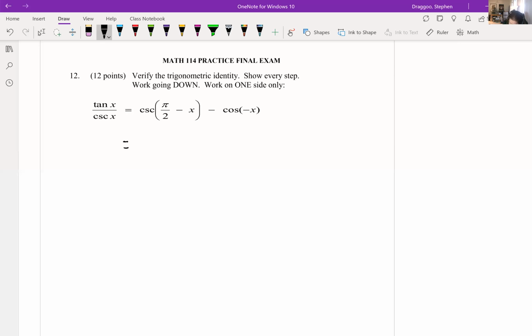I should be using a cofunction identity here. This will be the secant of x minus cosine is an even function, which means that that negative ends up not mattering. Right, so cosine of negative x is just equal to cosine x.